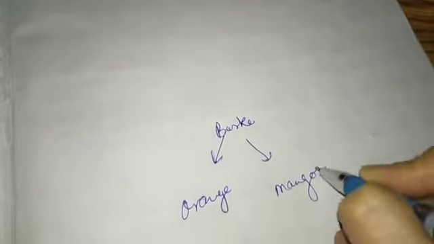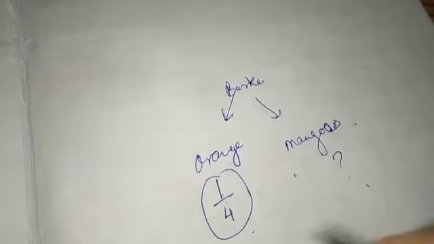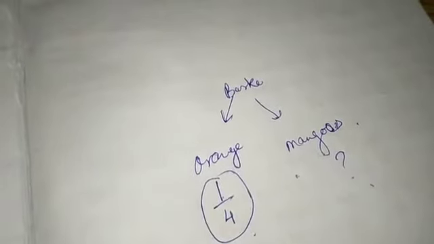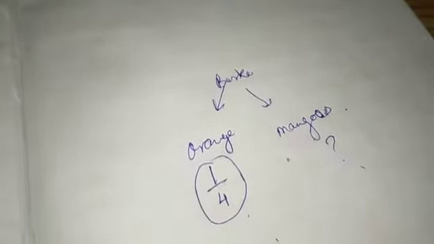Okay. Now I'm going to tell you an important part of rational numbers. Whenever you have two things, suppose a basket having oranges and mangoes, and it is said that the basket has 1/4 of oranges, and you need to find the fraction of mangoes. In that case, how will you find the fraction of mangoes? I'm going to explain this.